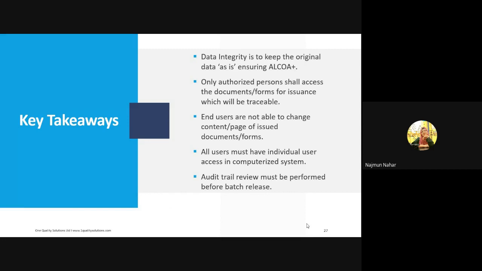So you have learned key definitions of data integrity, what data integrity is, and why it is important. Definitions and examples of ALCOA Plus to apply in your workplace. Requirements of document control, user access management, and audit trail review. You can apply this knowledge to ensure data integrity in your workplace.